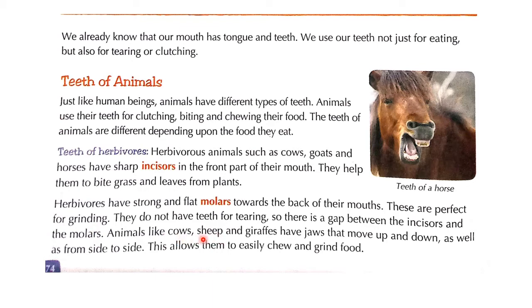Animals like cows, sheep and giraffes have jaws that move up and down as well as from side to side. This movement allows them to easily chew and grind their food.